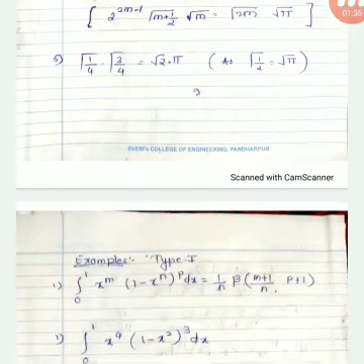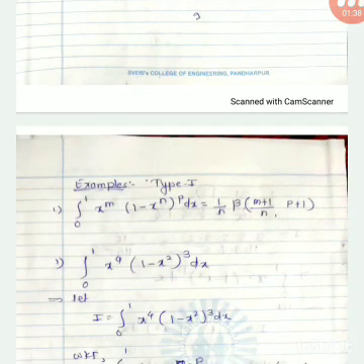Next, the duplication formula. Statement of the duplication formula: 2 raised to 2m minus 1, gamma of m, gamma of m plus half, is equal to gamma 2m into root pi. This is the statement of the duplication formula.